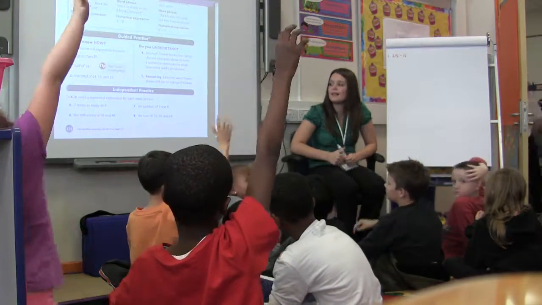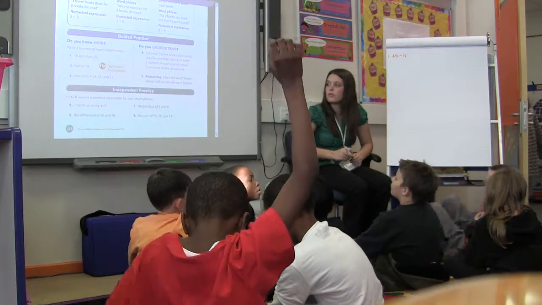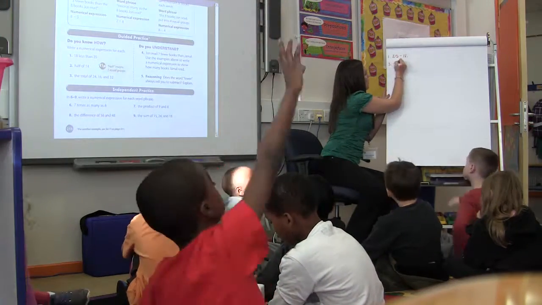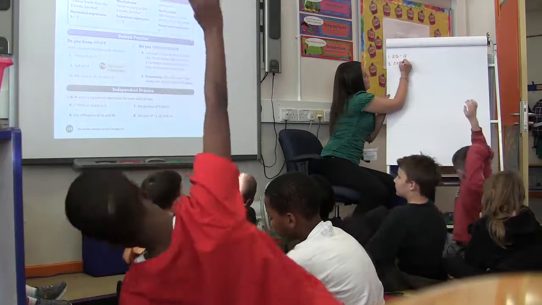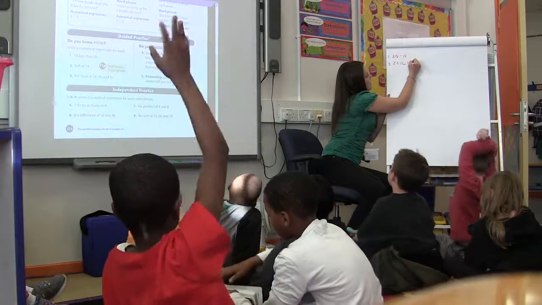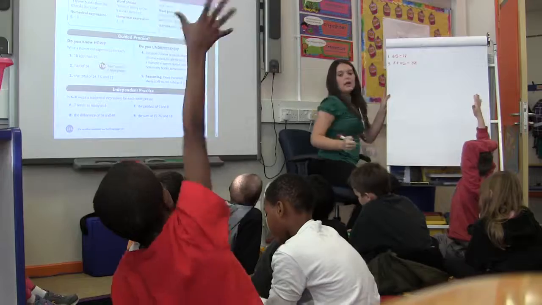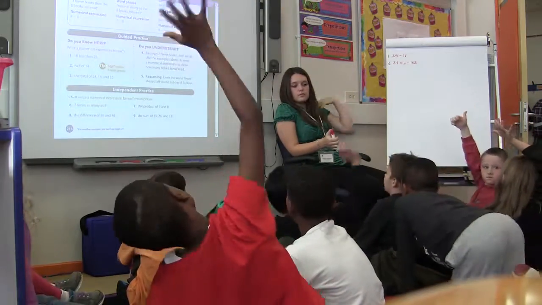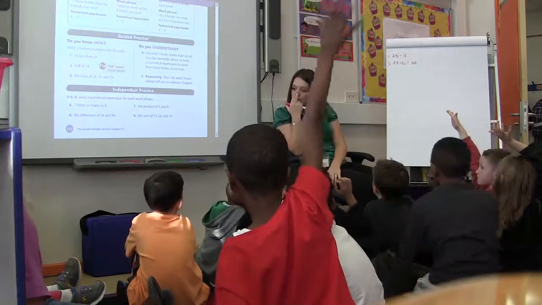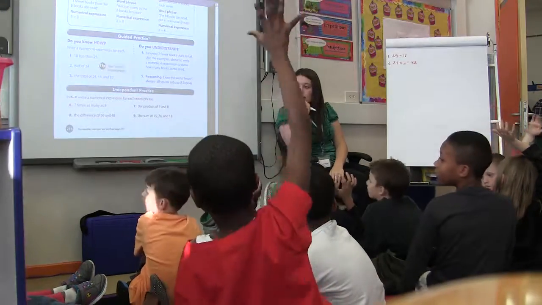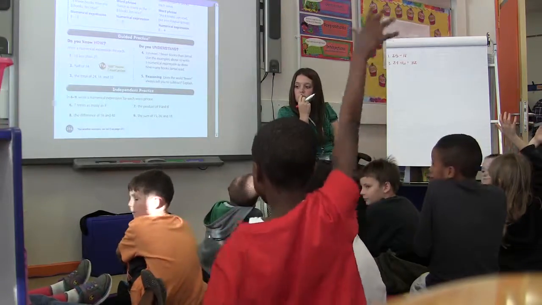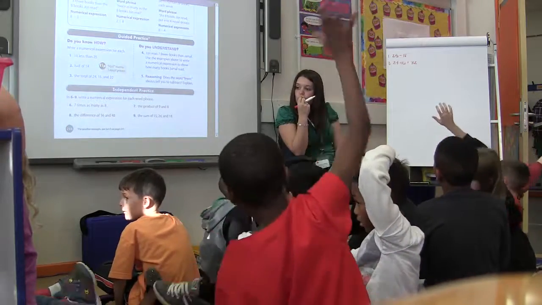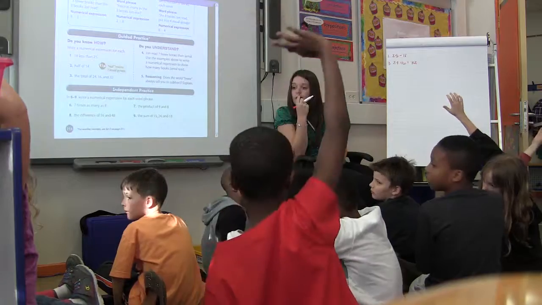Okay, Josh, what's the sentence? 24 plus 16 plus 32. That's wrong. Who agrees with Josh? Victoria and Zoe, you don't agree with Josh? What do you think it is? I do agree.